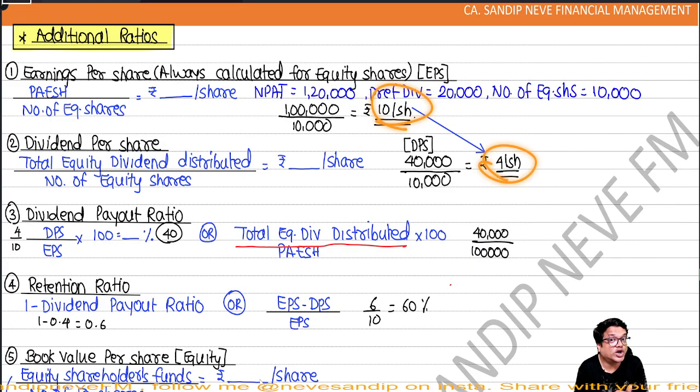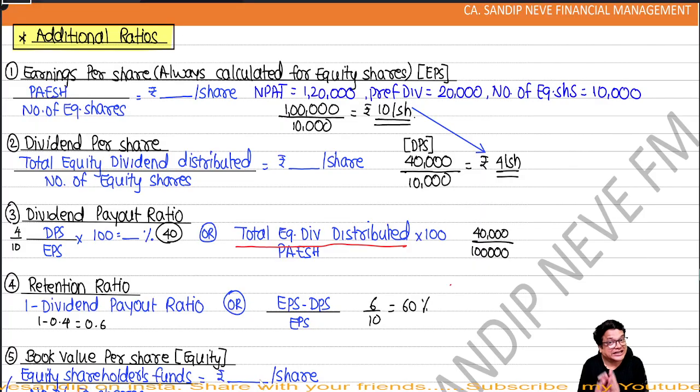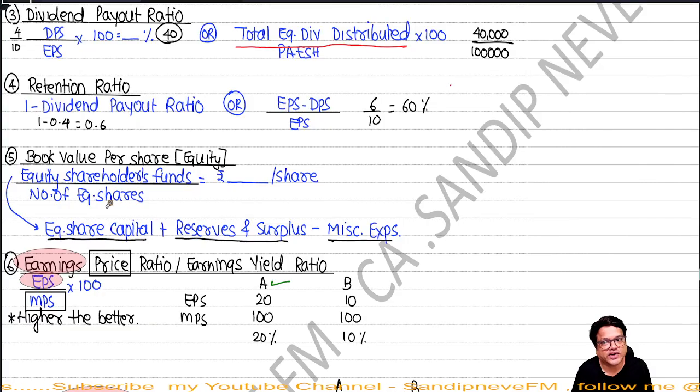Acha, tell me, out of 10, you distributed 4. How much you did not distribute? First of all, you tell me what we call it. We call it retention. So how much we retained? We retained 6 rupees out of 10 rupees. Percentage is 60%. Book value per share: what to do? Take the equity shareholders fund divided by number of equity shares.